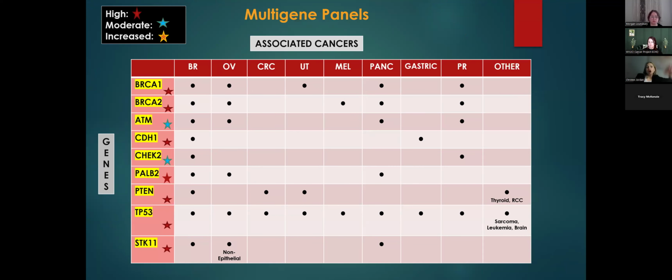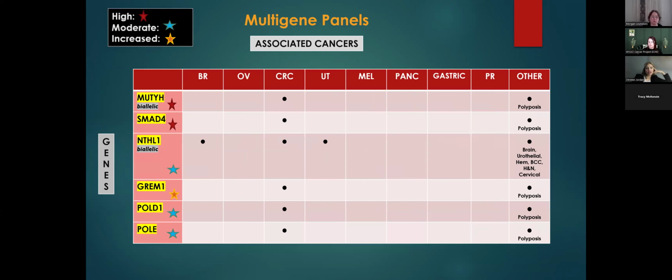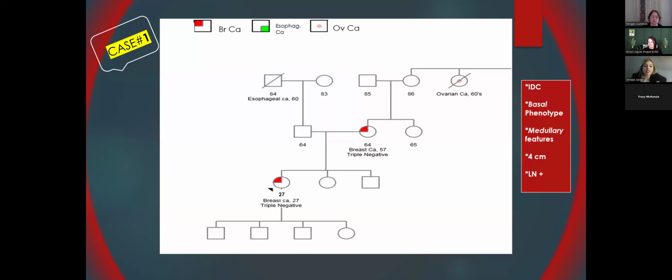Just know that these are common genes that you will be seeing on your multi-gene panels whenever you do order genetic testing. But you can see that I kind of highlighted what are the high-risk genes for cancer, what are the moderate risk, and then the elevated risk. And as you can see, there's a lot of overlap. There's a lot that are associated with breast, ovarian, prostate, and pancreatic, for instance. So we'll kind of skip through there. Let's take a look at our first case.